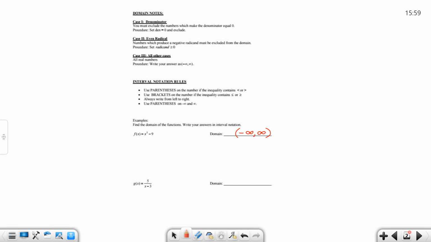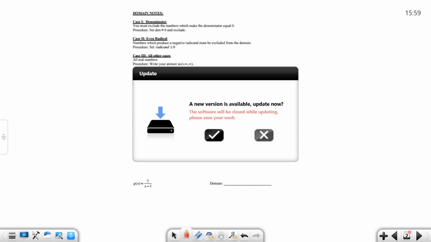Okay, for example, looking at the second example, g of x equals 5 over x minus 3. You'll notice if I plug in 3, that gives me 0 on the bottom, and that's an error. So that's what I mean by an error.